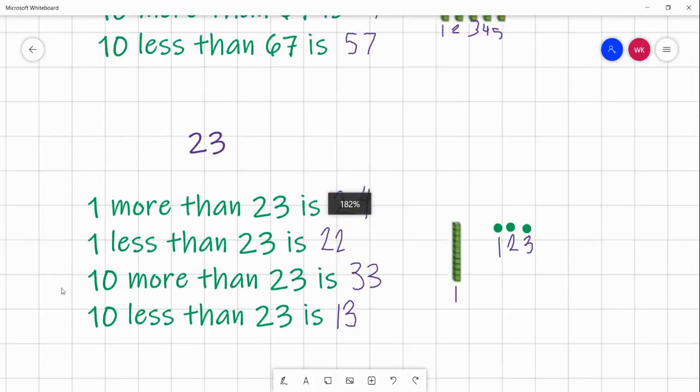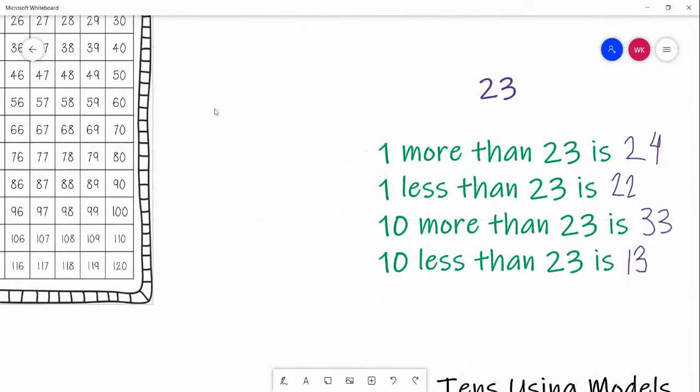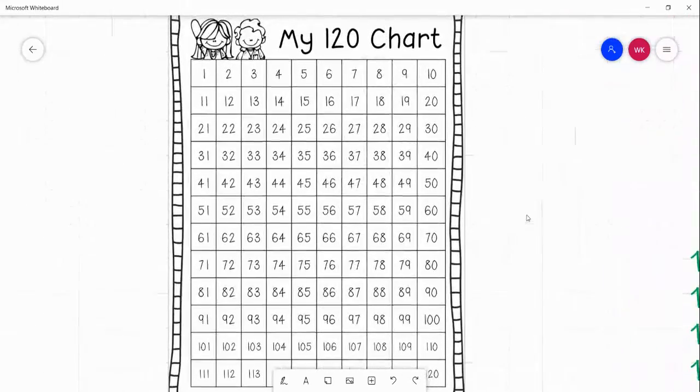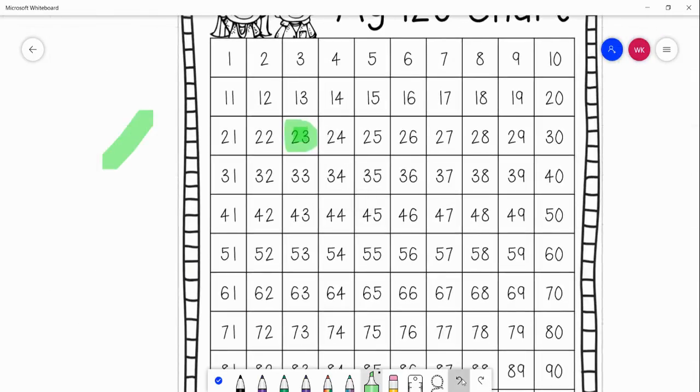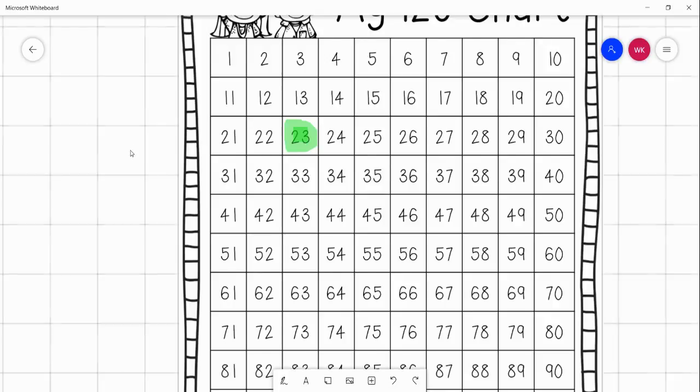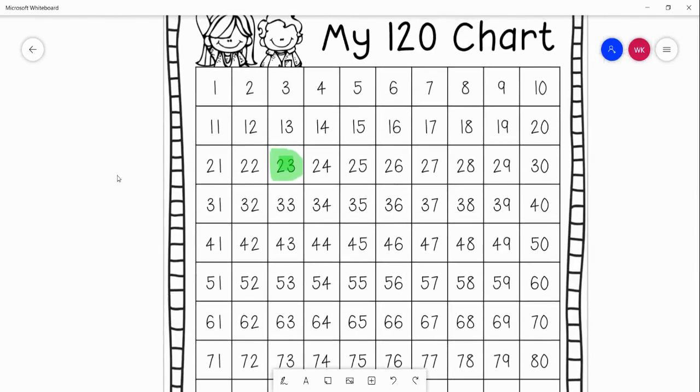And I'm going to introduce you guys to a 120 chart. I'm going to go ahead and put our number on here. So we just worked with 23, right? This was our number we just worked with. So when you're trying to figure out one more, one less, 10 more, 10 less, like we're going to be doing in this next lesson, you are going to be working on a directional pattern.